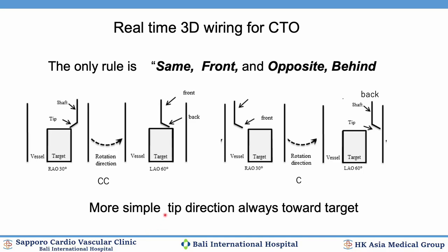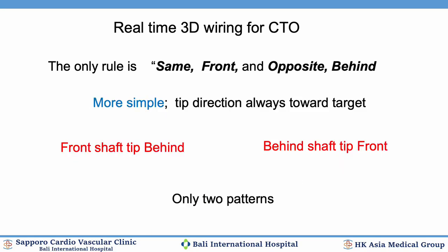So the only rule is same front and opposite behind. Okamura sensei mentioned the shaft and divided the shaft and tip, but I understand it as only one rule, more simple. The tip direction is always toward the target. It means we have only two patterns: front shaft, tip behind, or behind shaft, tip front. This is the only true rule because the tip always points towards the true lumen.